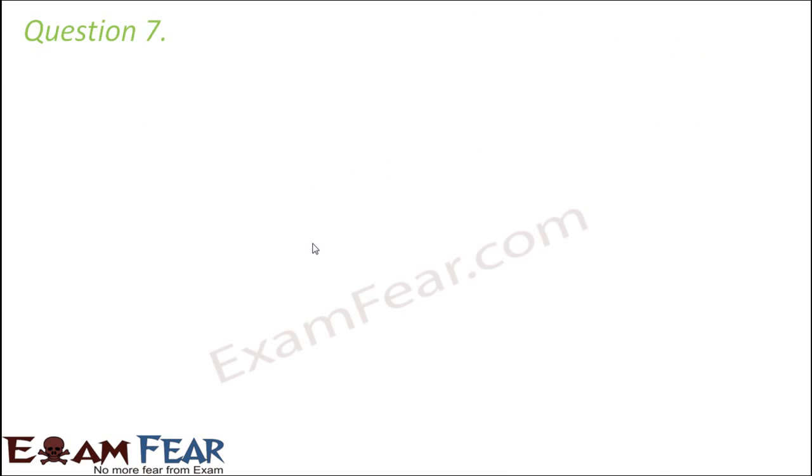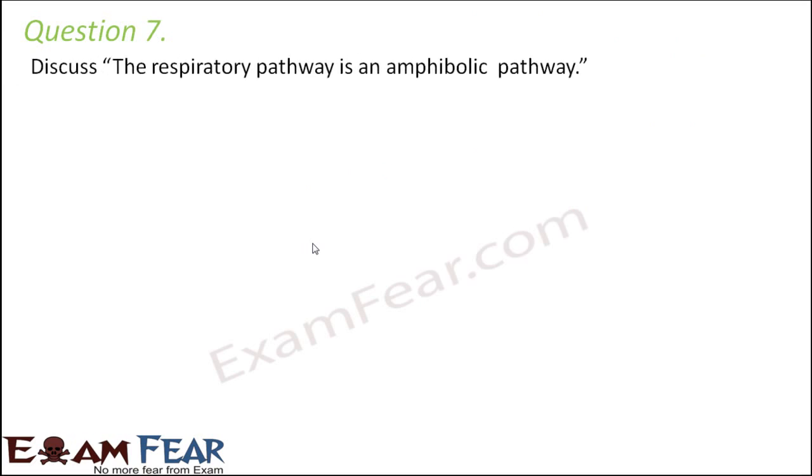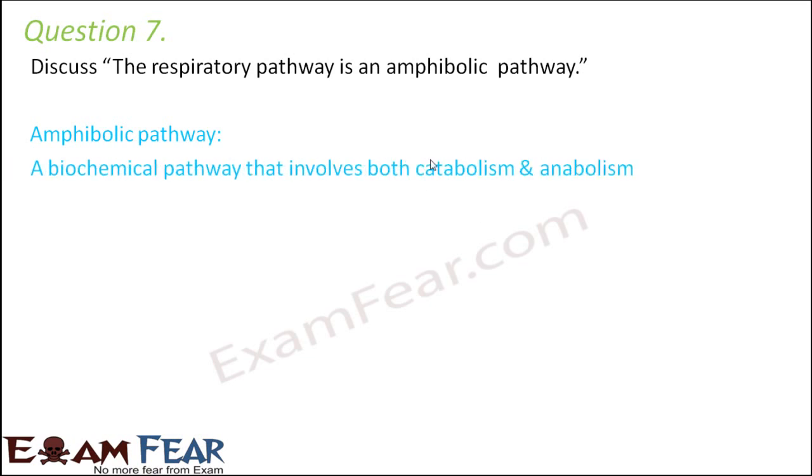Let us look at the last question of this lesson. Discuss: the respiratory pathway is an amphibolic pathway. What is an amphibolic pathway? This is a new term. Amphi means both. So an amphibolic pathway is a pathway that involves both catabolism and anabolism.